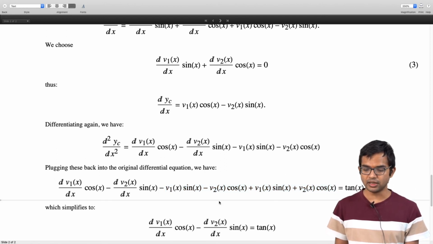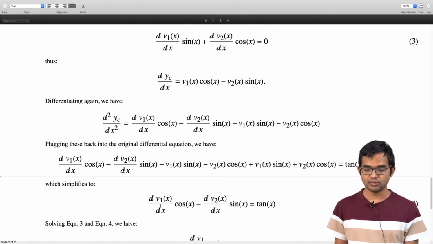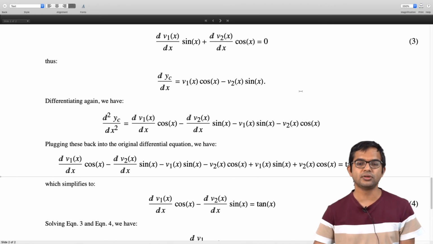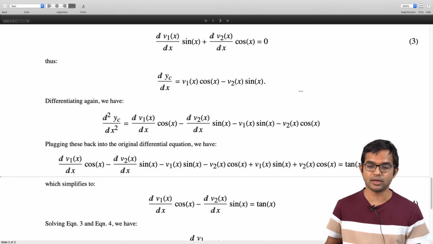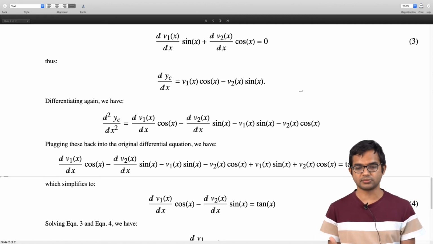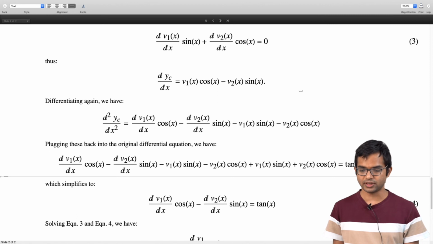So the differential equation that we have, well, it's the second differential equation. We have dv1 by dx cosine of x minus dv2 by dx sine of x equal to tan x. So you can think of equations 3 and 4 as coupled equations. So you have actually two first order equations. There are two unknowns, v1 and v2, and you have to solve for dv1 of x by dx and dv2 of x by dx separately.